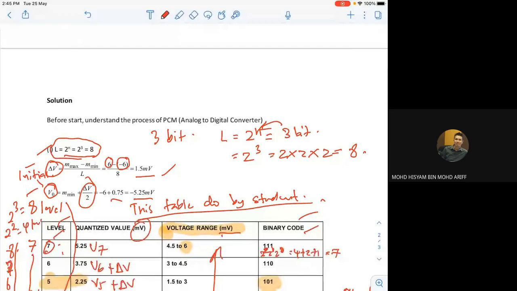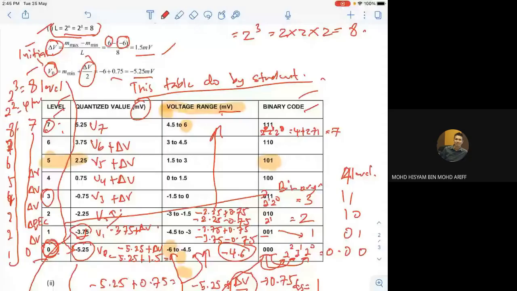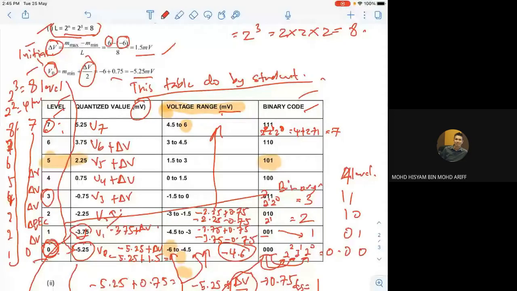Now, after you got that, build the table. You must have this. Level: start with level number 0 to 7, because of what? 2 power of n. 2 power of 3, you got 8 levels. Start from 0, since we are dealing with digital, 0 to 7. After you got this, build the binary code. Level 0 to level 7 equals 111. Assign, change from decimal to binary.